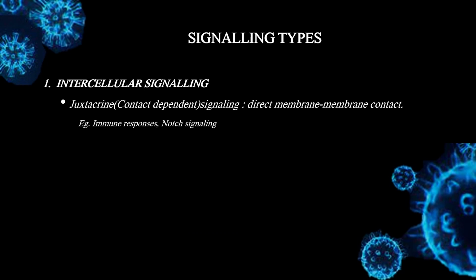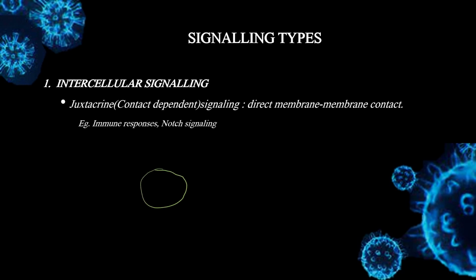Coming to the signaling types, which are mainly of two: intercellular signaling and intracellular signaling. In the case of intercellular signaling, there are different types: juxtacrine, paracrine, endocrine, and autocrine signaling. So the first one is juxtacrine signaling, which is also called contact-dependent signaling. That is, in this case, there is a direct membrane-to-membrane contact between the cells.